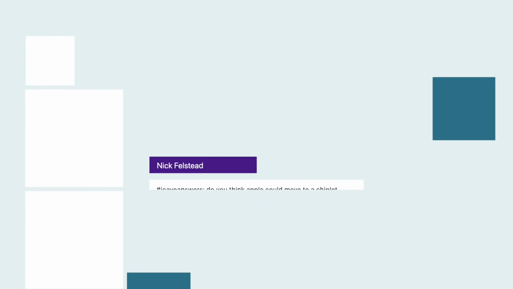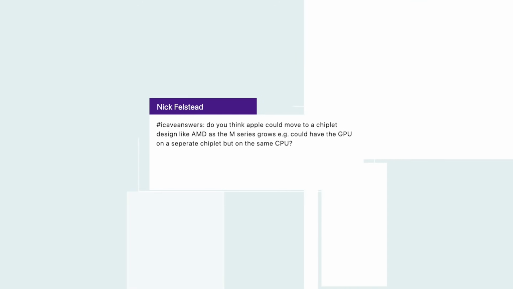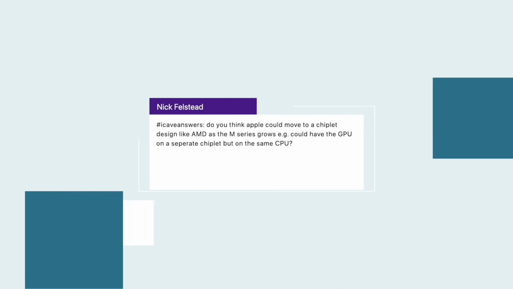Nick Felstead asks, do you think Apple could move to a chiplet design like AMD as the M series grows? E.g., could you have the GPU on a separate chiplet but on the same CPU? Yep, absolutely, and I do think that is probably the way this is going to go. If you look at the current M1 chip, the unified memory is soldered onto the top of the chip. It is kind of a system in package, one of these stacks of different components. So absolutely, I think that is definitely something that Apple will be looking at doing.